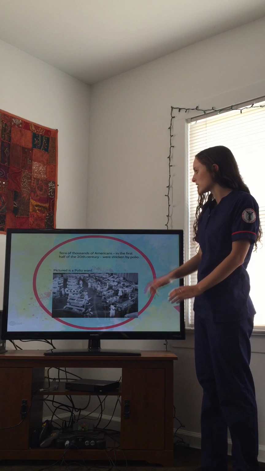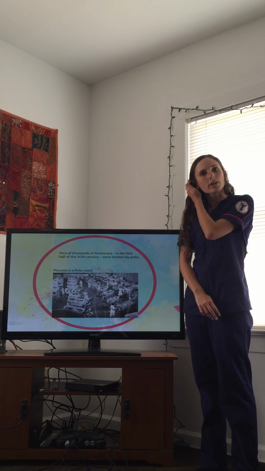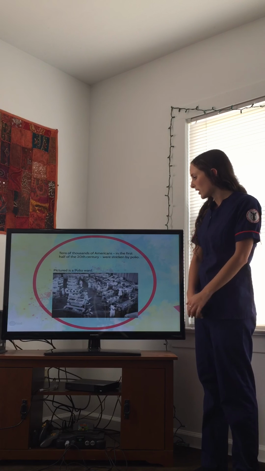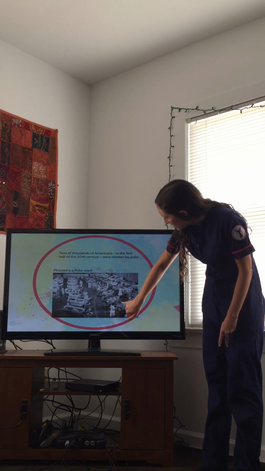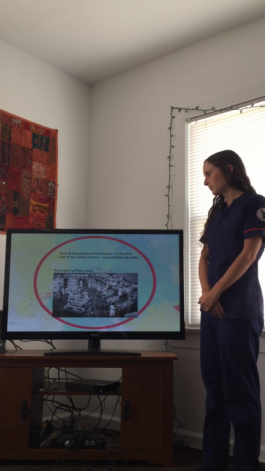Tens of thousands of Americans in the first half of the 20th century were stricken by polio. So this is just a polio ward showing the amount of people that were affected by the disease, and they're in these iron chests that they use to support their respiratory system because they were paralyzed.